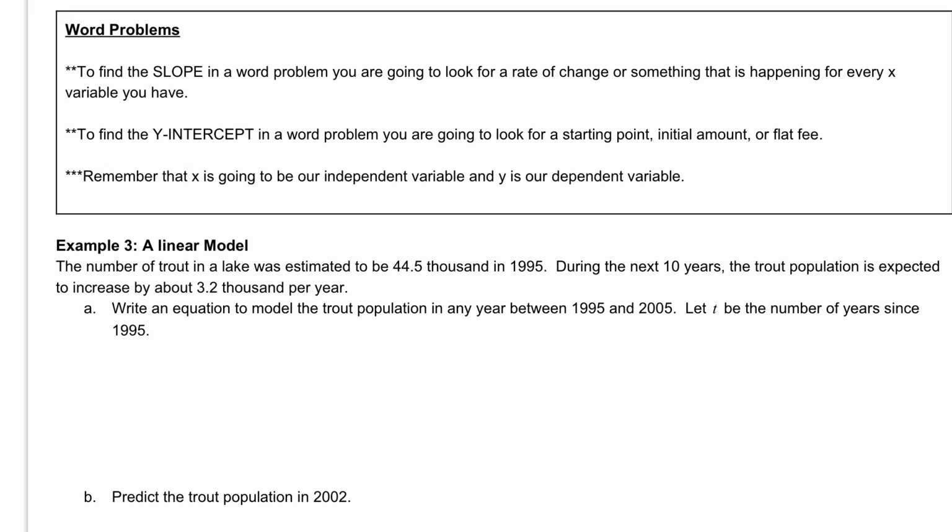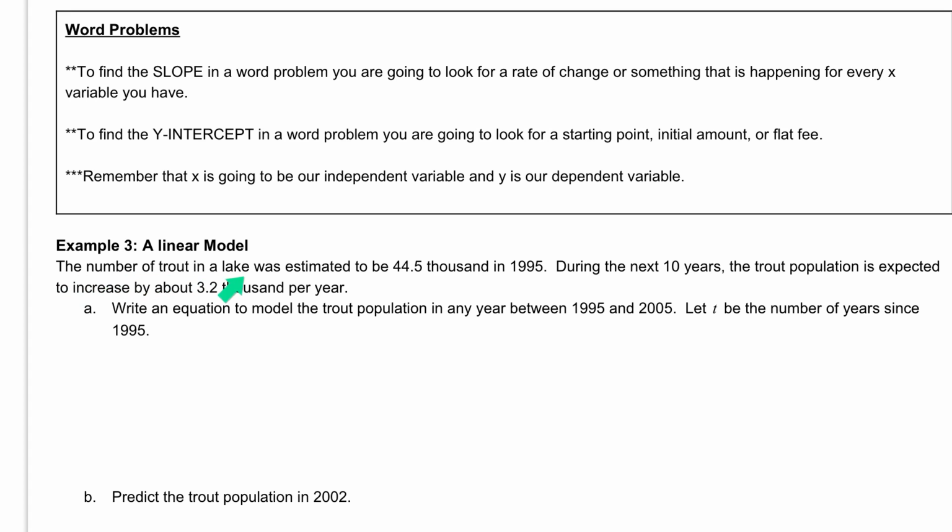To find the y-intercept, those are our two things that we're looking for. To find the y-intercept in a word problem, you're going to look for a starting point, an initial amount, a flat fee, the beginning. So your y-intercept always represents the beginning, the start of something that you're talking about. Remember that x is going to be our independent variable and y is going to be our dependent variable for these problems. Now let's take a look at example 3.